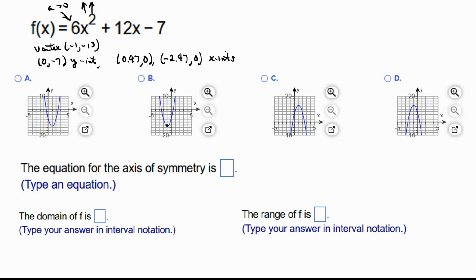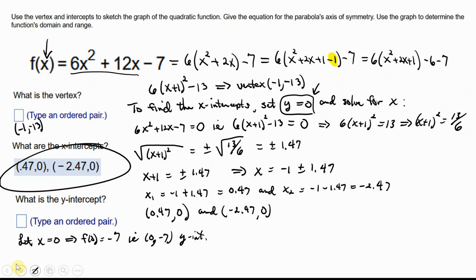You see how they're trying to play on your emotions. If you get that negative sign wrong on that vertex, you end up picking the wrong guy. And so it's B. The axis of symmetry: you go back to how we wrote out this equation here. Look on the inside of the parentheses, that's x plus 1. That means that x equal to negative 1 is the axis of symmetry.